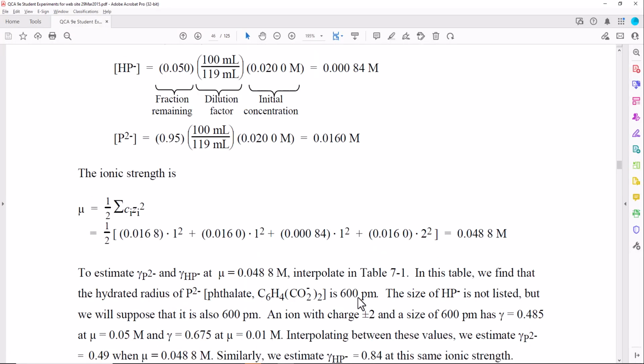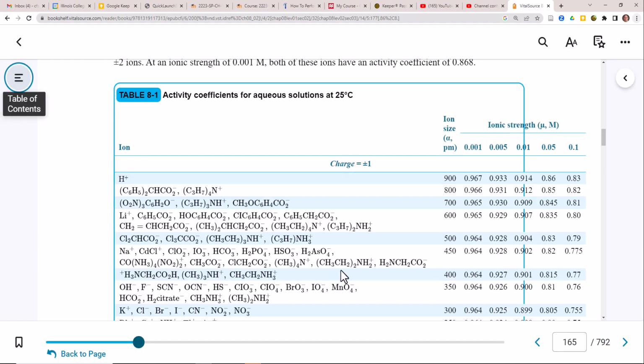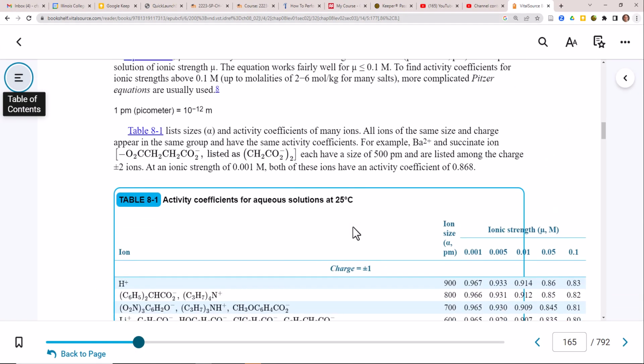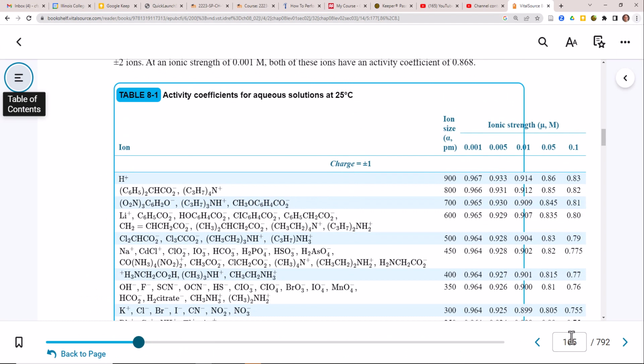Okay, so how do we estimate these activity coefficients? It says we have to interpolate a table. So what table is this that they're talking about? Well, it's the table in your book. In chapter 8, on page 165, there's this table 8-1, and it lists for us activity coefficients at different ionic strengths.